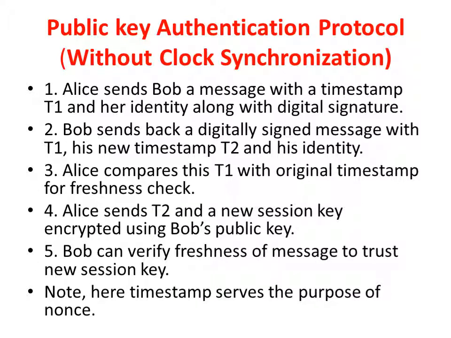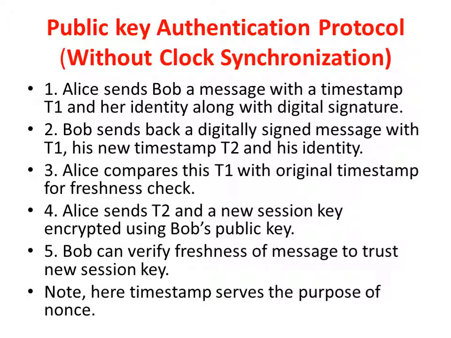Now we will do the same thing but without clock synchronization. There is a slight difference between these two approaches. First, Alice sends Bob a message with a timestamp, as in the previous approach, along with her own identity and authentication of digital signature.